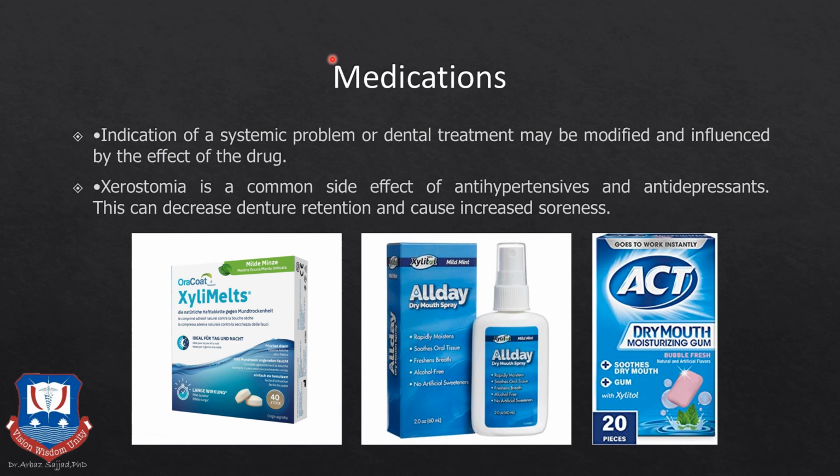Now, when old patients come to your clinic, most of them are on several medications. They may be on anticoagulants, they may be on antihypertensives, such as alpha blockers, beta blockers. They may be on other medications that may affect the salivary flow and may result in xerostomia or thick ropey saliva. In such cases, saliva substitutes such as xylitol melts, xylitol sprays, and xylitol chewing gums may be given to the patient to promote salivary secretion and to reduce the effects of the xerostomia and make denture wearing more bearable for such patients.